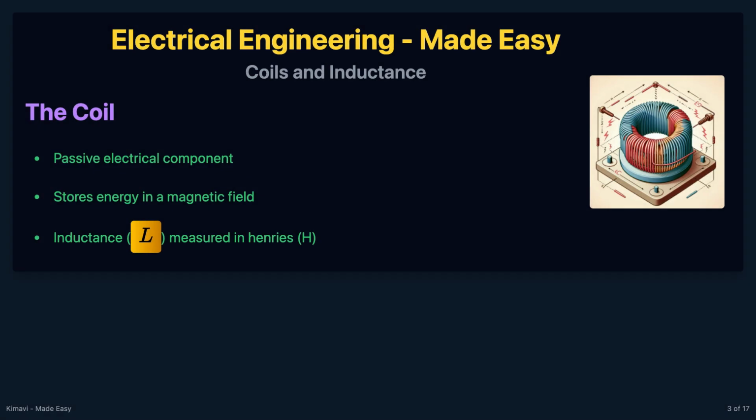A coil, also known as an inductor, is a passive electrical component that stores energy in a magnetic field when electric current flows through it. The inductance of a coil, denoted as L, is a measure of its ability to store energy in the magnetic field and is measured in henries, abbreviated as H.